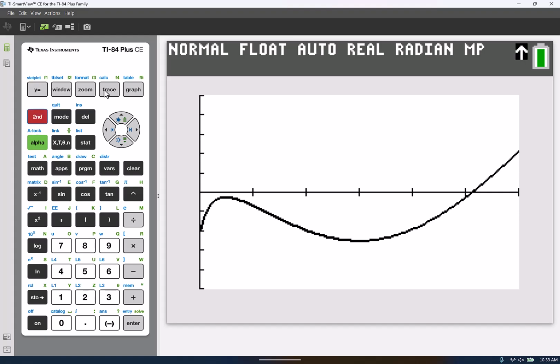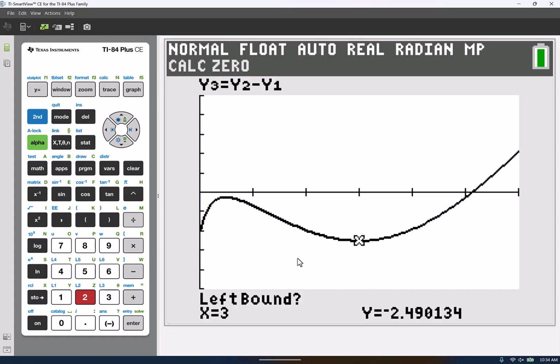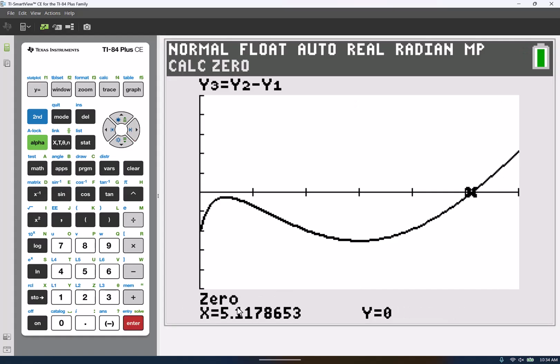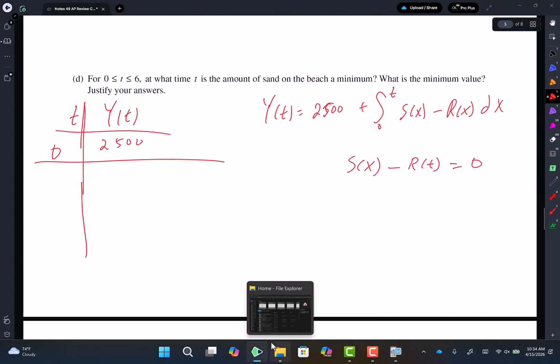Second trace or calculate, and then which one? The 0. No, not 5, but the 0. Number 2. And then it says left bound. Yeah, that's fine. And then when it says right bound, go to the right of that 0. To the right. That's how I know I need to get sleep. And there it is, 5.1178. So on this, I don't have to show anything. I'm just going to show that.